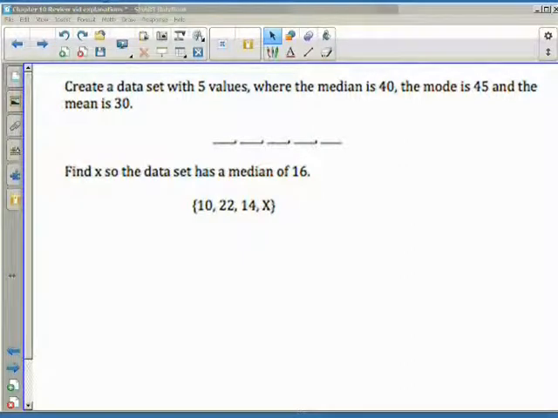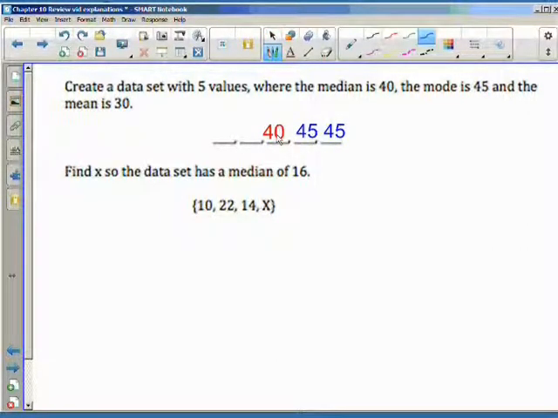In this case, we're going to have 5 spaces because we need 5 values. The middle value, or median, is 40. And then I need a mode to be 45. That means it has to show up more than once. And in this case, it has to be to the right of my median because it's a value greater than 40. So what we're left with is trying to find these last 2. And there's going to be more than one correct answer, but I'll go through a quick way to determine it.